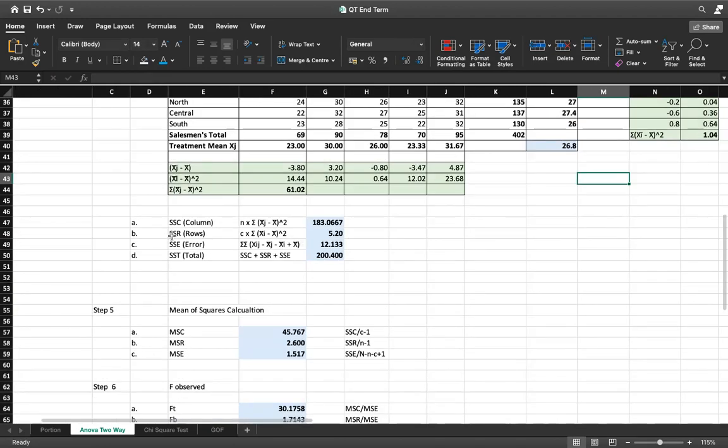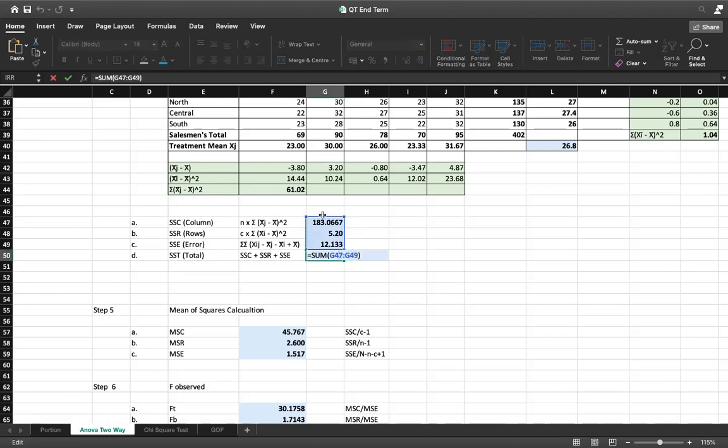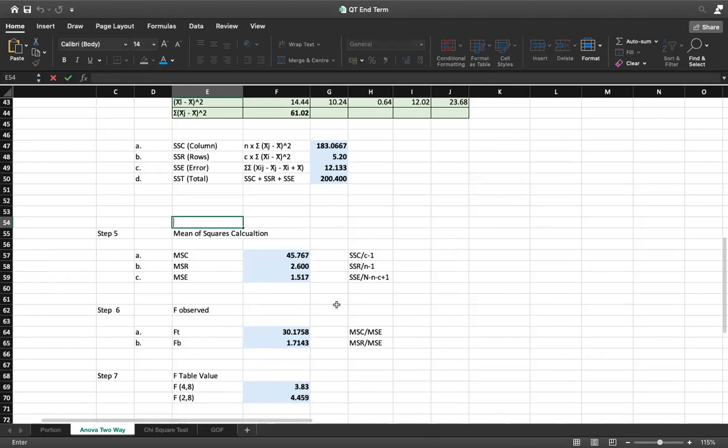Cool. So that becomes your SSE. Now the easiest part is your SST, total sum of squares, which is basically the addition of these three values: columns, rows, and errors. So the summation of these three values will give me my SST. Now step 5 is your mean of squares calculation.